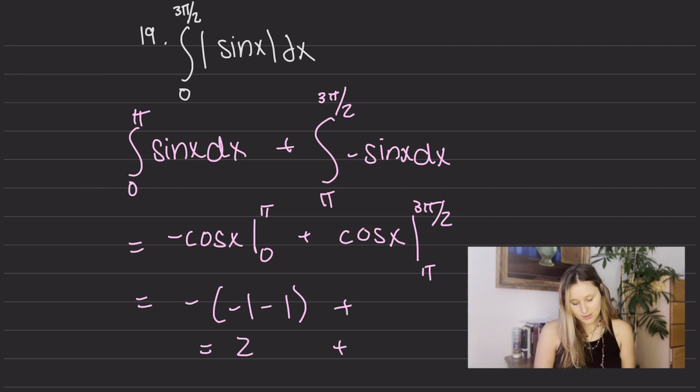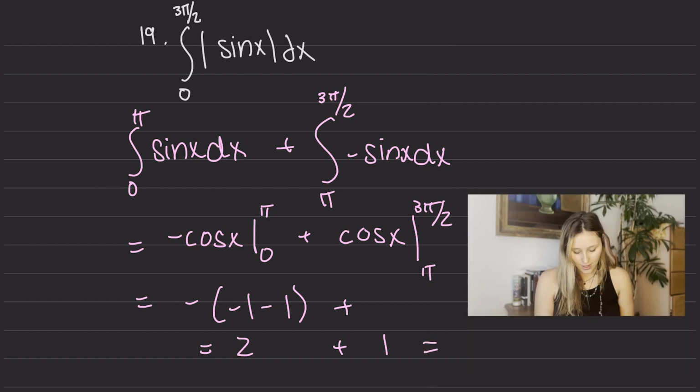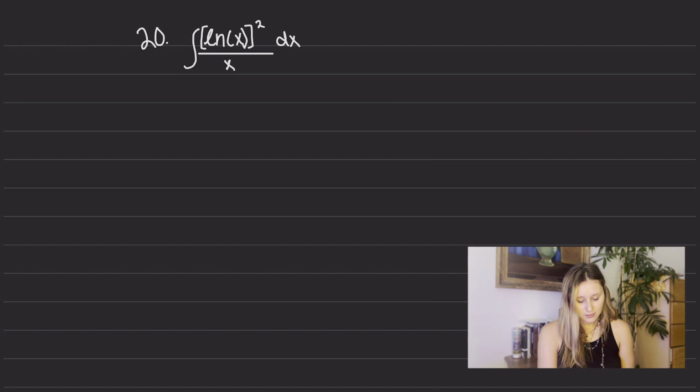Cosine of x from pi to 3 pi over 2: cosine of 3 pi over 2 is 0, minus cosine of pi, which is negative 1. So we get 1 here, because cosine is 0 minus negative 1. It's going to be 1. That gives us 3. I hope I didn't make any mistakes there.